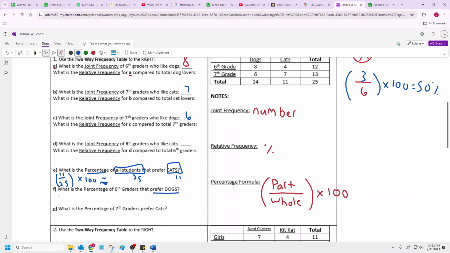How many sixth graders do we have? 12. How many of them prefer dogs? 8. But if you read this as percentage of sixth graders compared to the total population, then the sixth graders who like dogs is 8, and then the total population is 25.